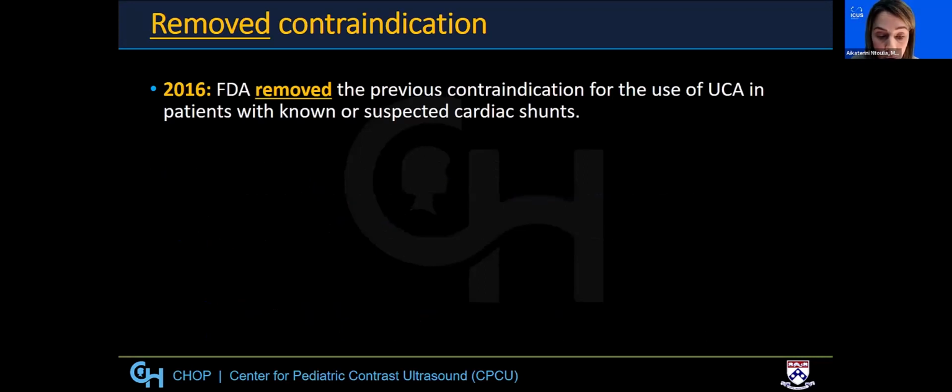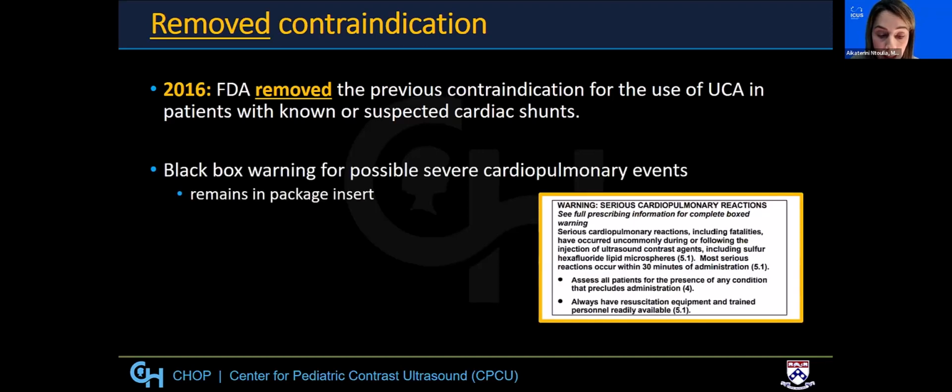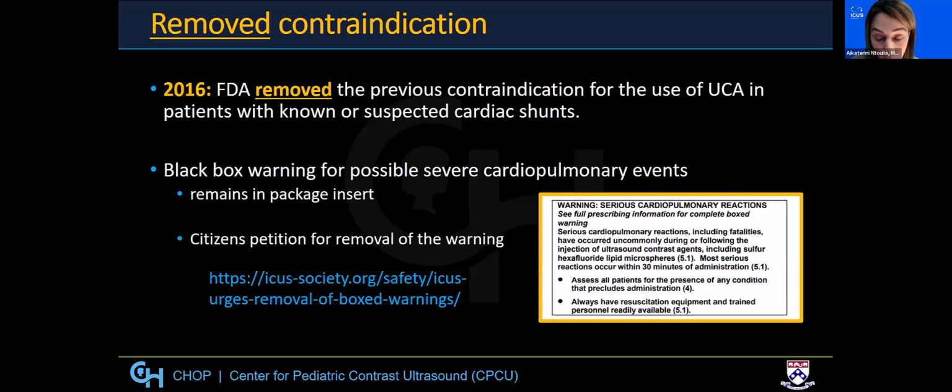Subsequently, an exhaustive review of the literature demonstrated the lack of scientific evidence for this contraindication, and in 2016, the FDA removed the cardiac shunt contraindication from the label of all ultrasound contrast agents. However, a black box warning for possible severe cardiopulmonary events still remains in place. And since 2018, there is an ongoing citizens petition, which is supported by ICUS and has been submitted to FDA requesting removal of this black box warning.